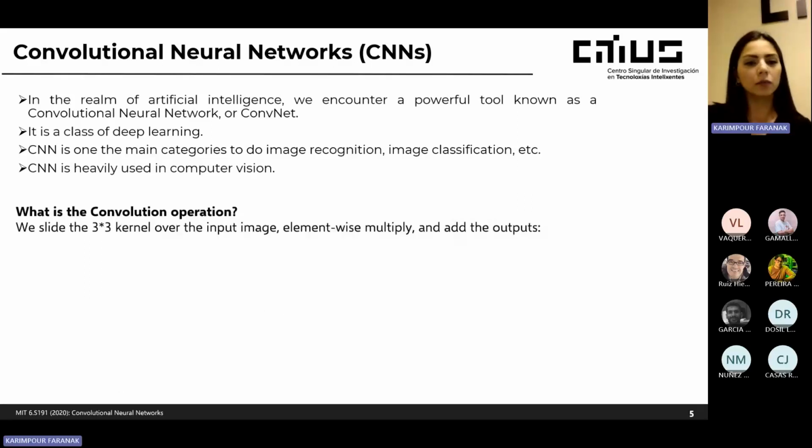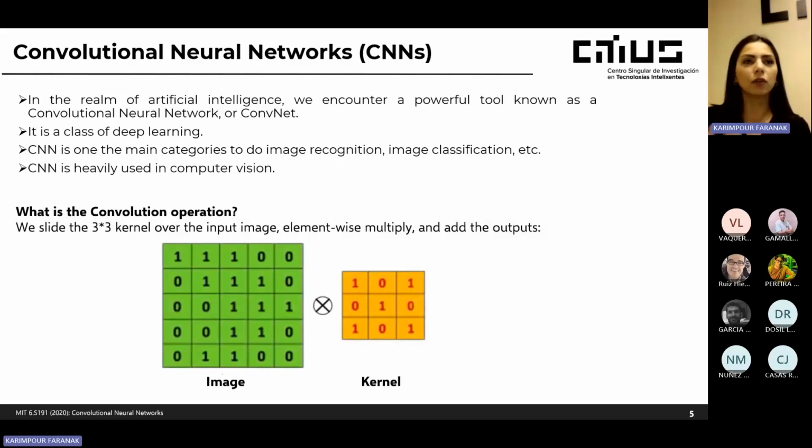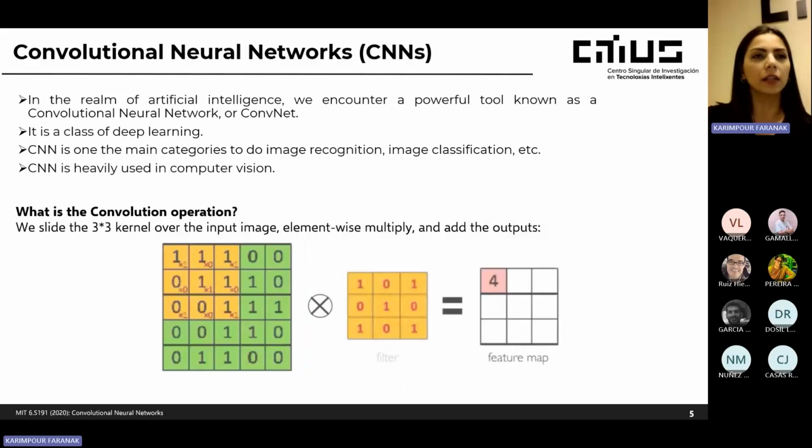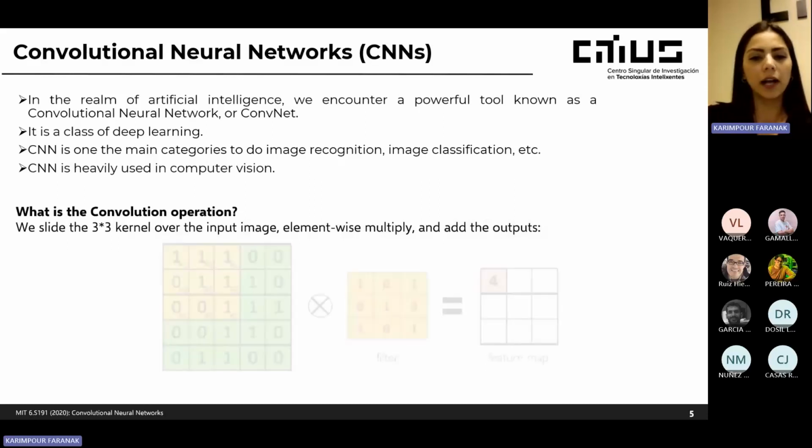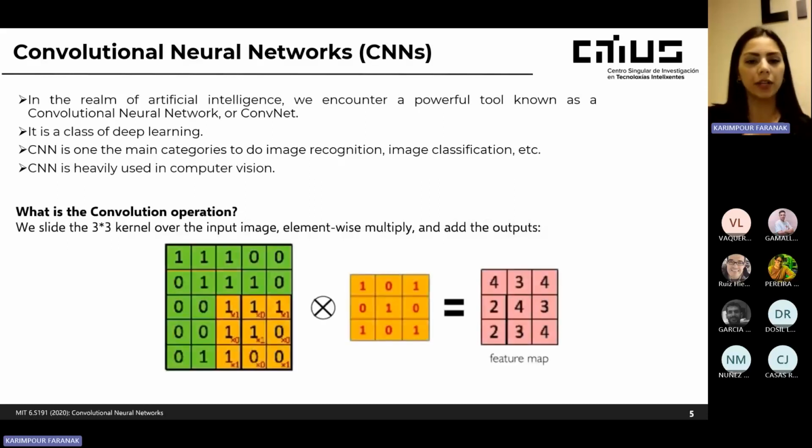Now let's see one example of the convolution operation. To compute the convolution operation between a 5x5 image and a kernel of 3x3, we slide the kernel over the image, performing element-wise multiplication and summing them for a single output. This process continues until we generate a feature map.